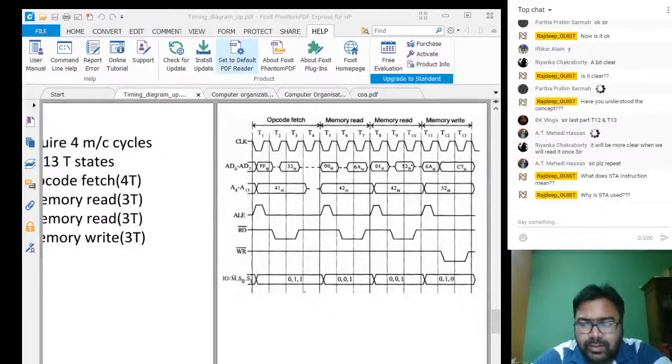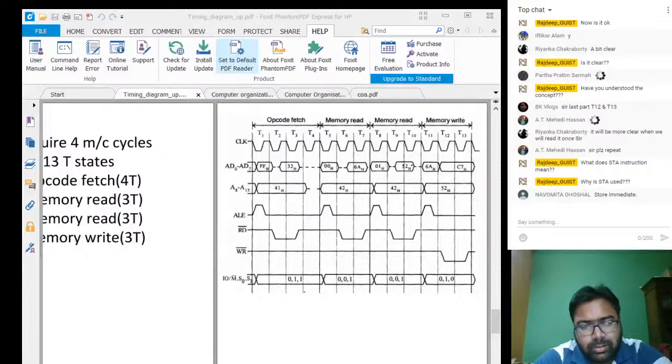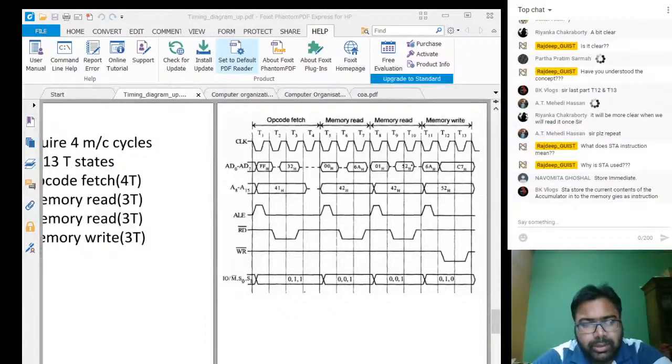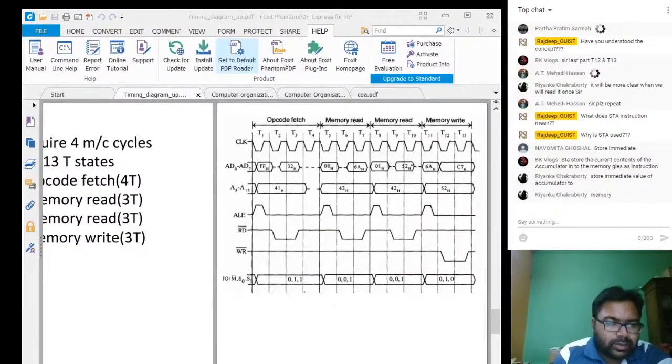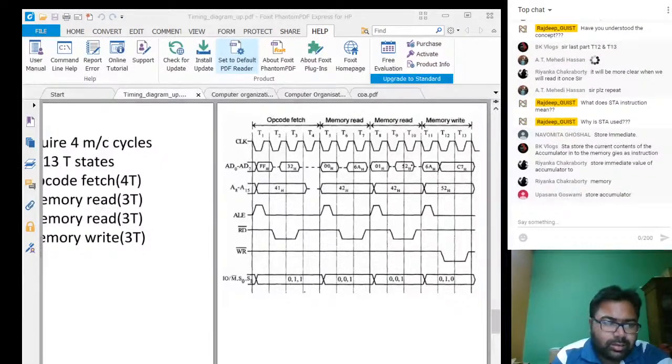So why is this STA used? You forgot. No, storing immediate. Yes, it is storing the content of the accumulator in the memory, right?